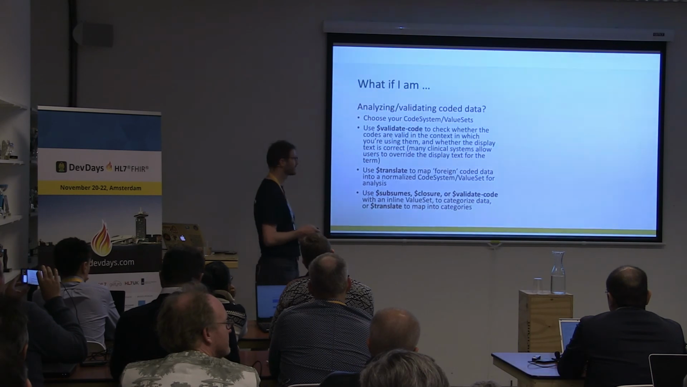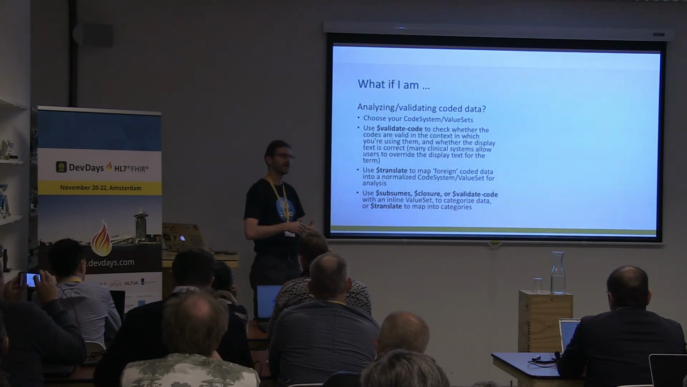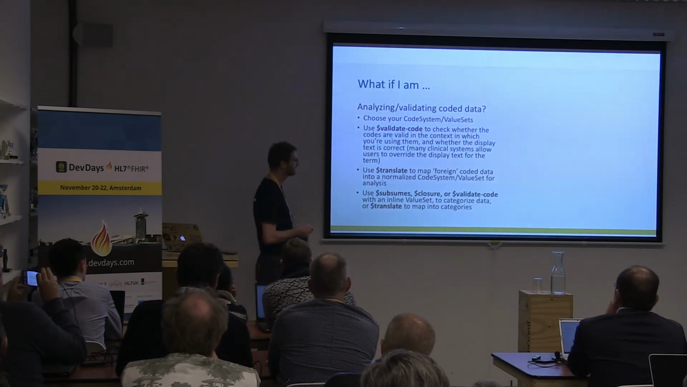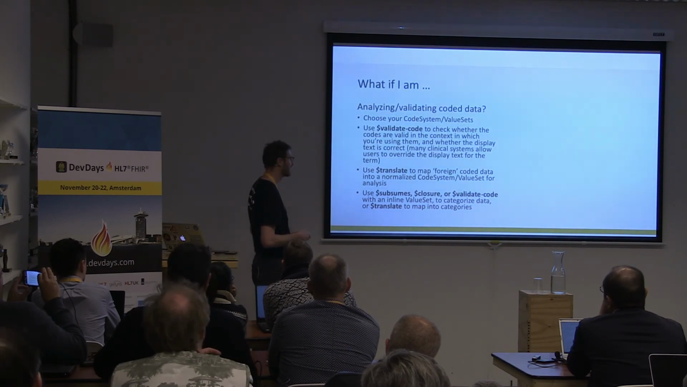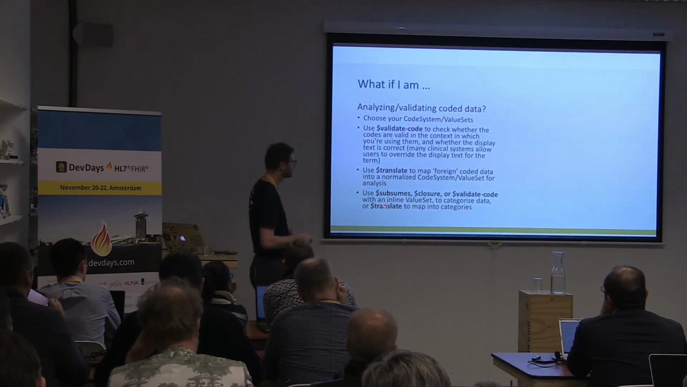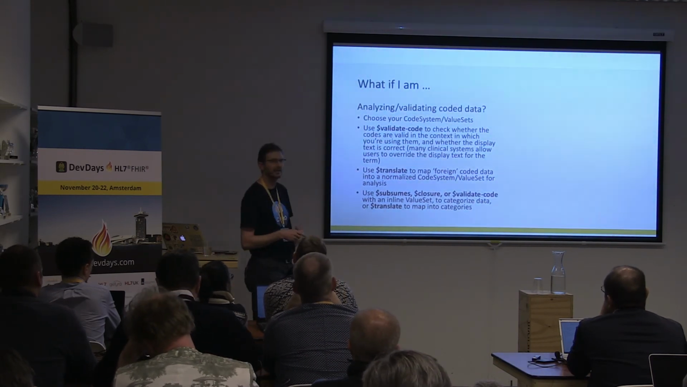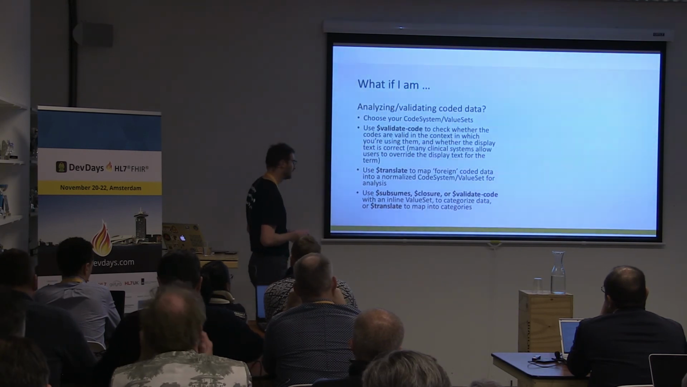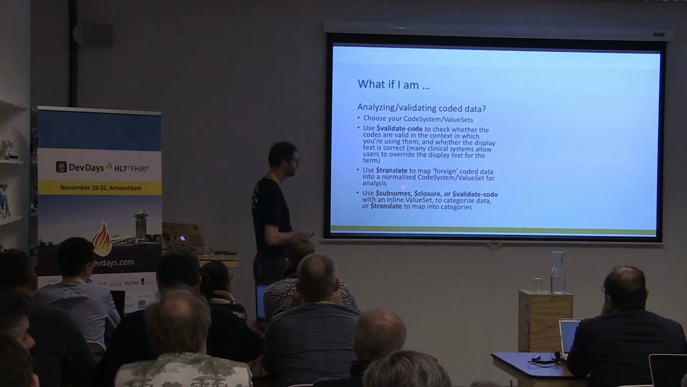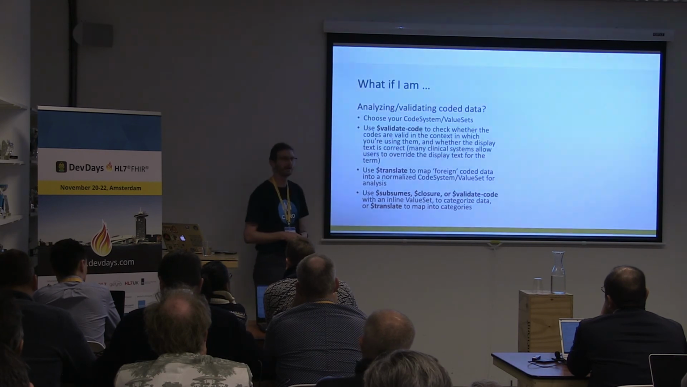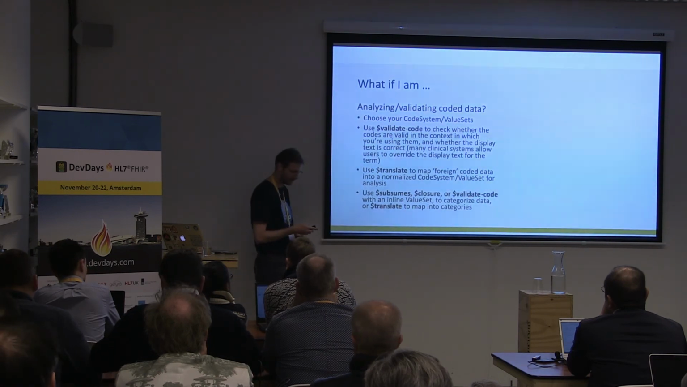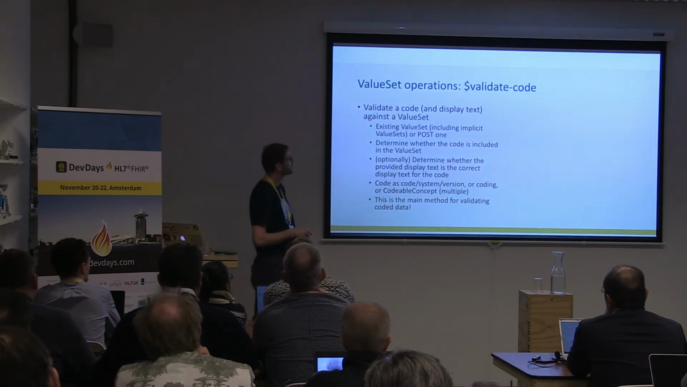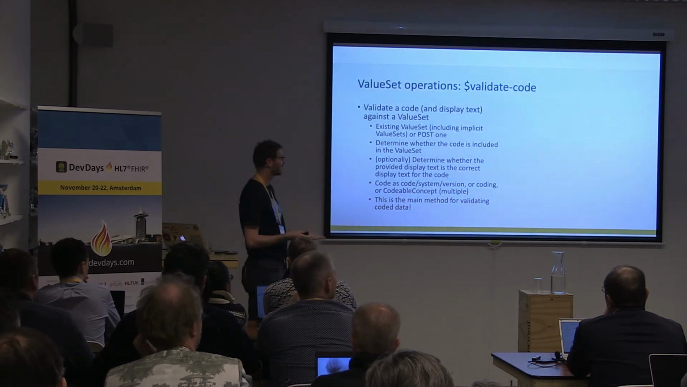We might also want to do some other things. So if we're receiving external data, we probably need to do some normalization, and we can use the translate operation to do that. And we may want to do some sort of reasoning about the hierarchy of the codes as well, to try and map it into categories. So we might use subsumes or closure or validate code for that. So I'll get to those operations in a moment. But the next one I'll deal with is this validate code operation.